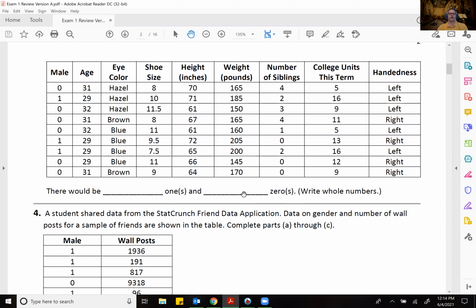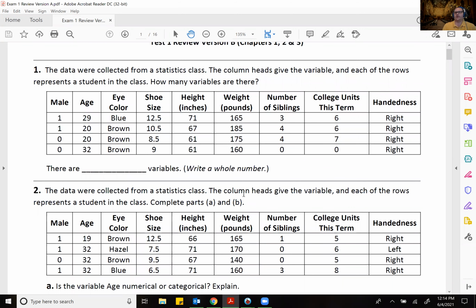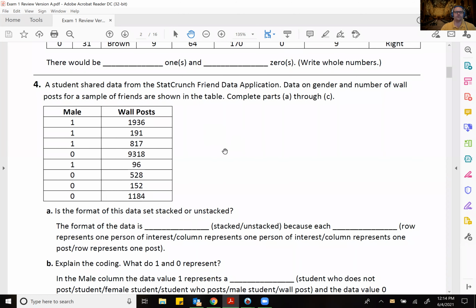Any questions so far about these tables of data and variables that we've been looking at? Again, all this is really coming from chapter 1. Questions 1 through 3 so far are from chapter 1, and so is question 4. I'll tell you what chapters are what as we move along. So we're still in chapter 1.